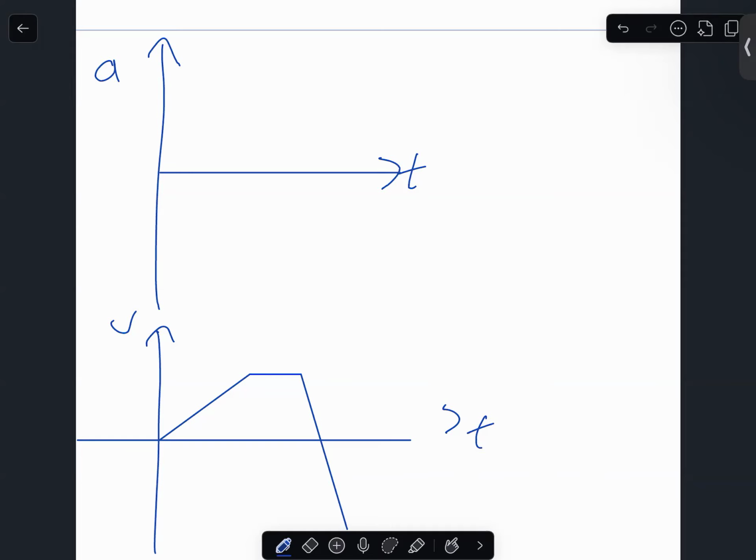Okie dokie, next thing. She asked about acceleration graphs. Let's talk about acceleration graphs.